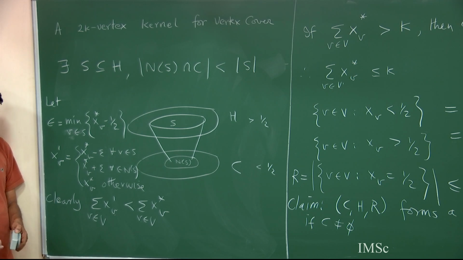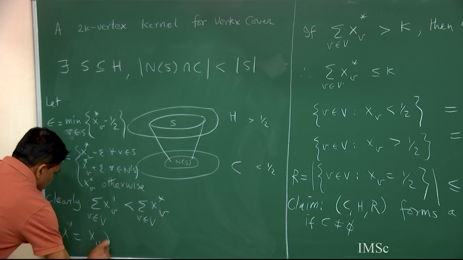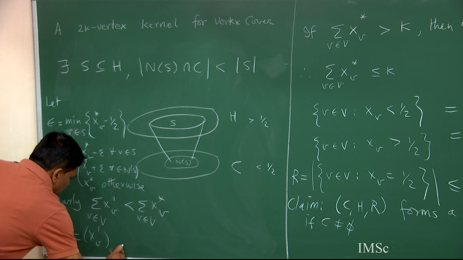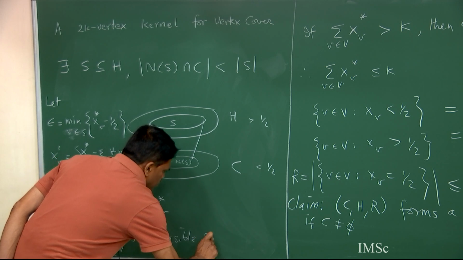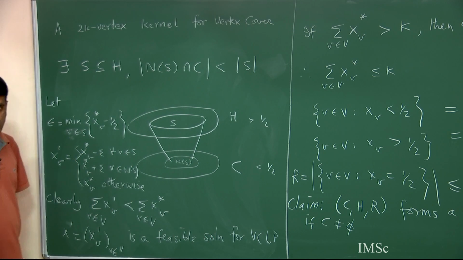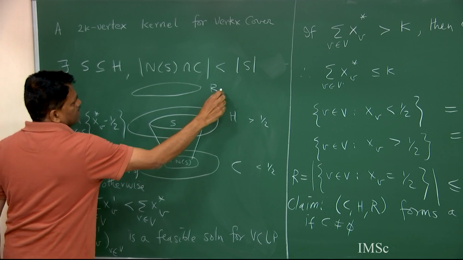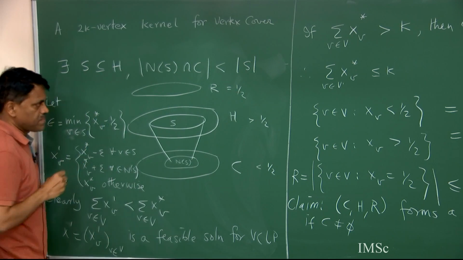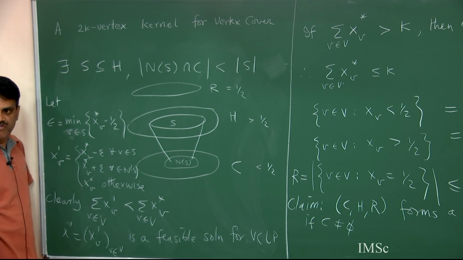So now we will argue, again this is fairly obvious, that xv prime is a feasible solution for the vertex cover LP. Okay, let us check. So there is also this R, right? These are the equal to half guys. So all we have to do is check for every edge whether xu plus xw is greater than or equal to 1.